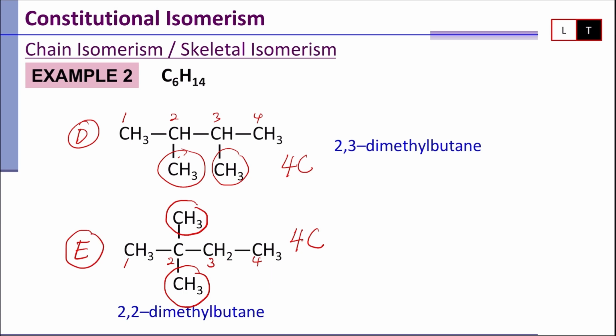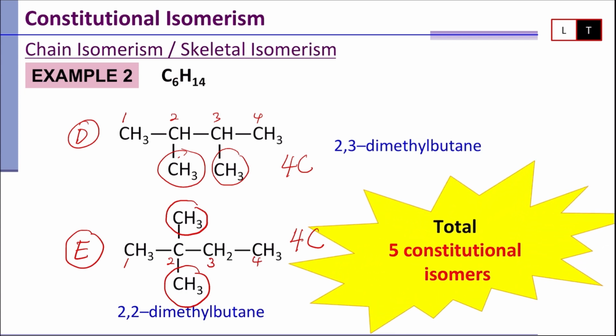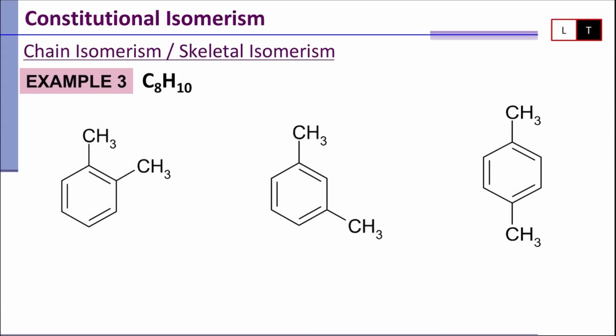So the total isomers that C6H14 can make is 5 constitutional isomer. Dan ini adalah chain isomerism. Next kita ada contoh C8H10. Macam mana saya nak tunjuk chain isomerism dalam bentuk skeletal? Saya boleh ubah position saya punya CH3 group.